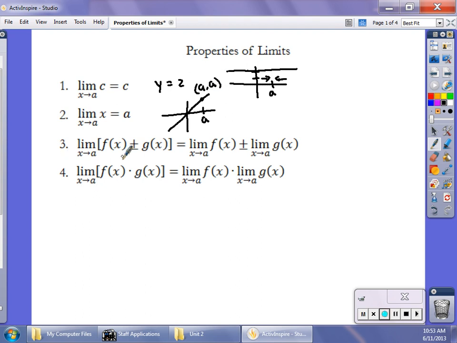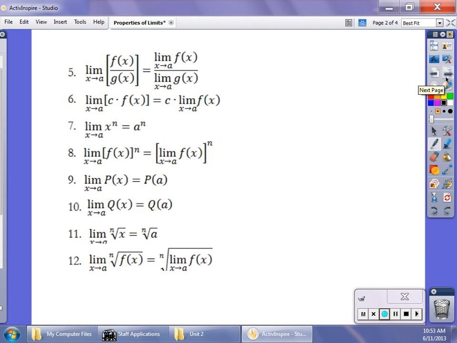The third one just says if you have a polynomial function, if I have f of x plus or minus g of x, that I can separate them out individually and then just add them together. And the fourth one just says that if you're going to multiply them, you can evaluate them individually first and then go ahead and multiply them. A lot of this we already did intuitively. Number 5, same thing, but it's division. Number 6, we can pull a constant out front. That's often very helpful.